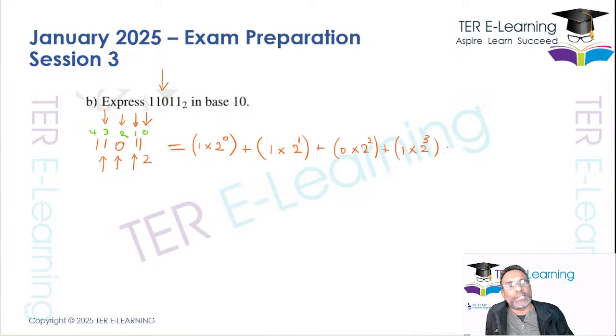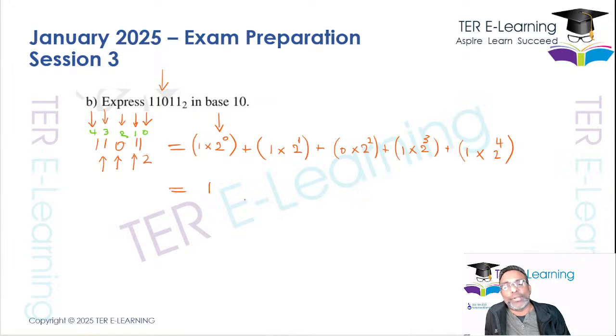Close brackets, plus, and then the last bracket now is going to be 1 multiplied by 2 to this power here, right? So now, the mistake that some students make with some of these questions is that this 2 to the power 0 here, they forget that that is actually equal to 1. So 2 to the power 0 is 1.